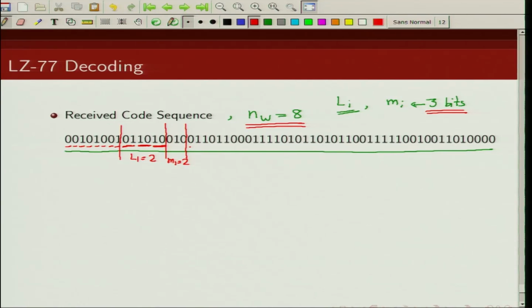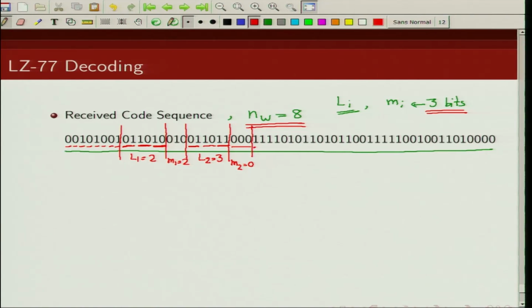Again, so I have to now find L2. So there's a run of single 0. So I should look at next 2 bits. That is 2. So then these next 2 locations, the number written at next 2 bits will give me the number which has been encoded. So that is 1 1. So L2 is 3. Next 3 bits are used for M2. So M2 is 0.